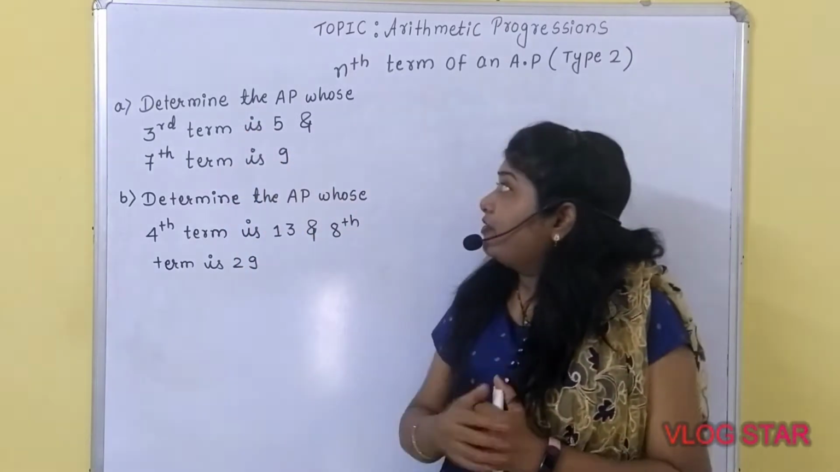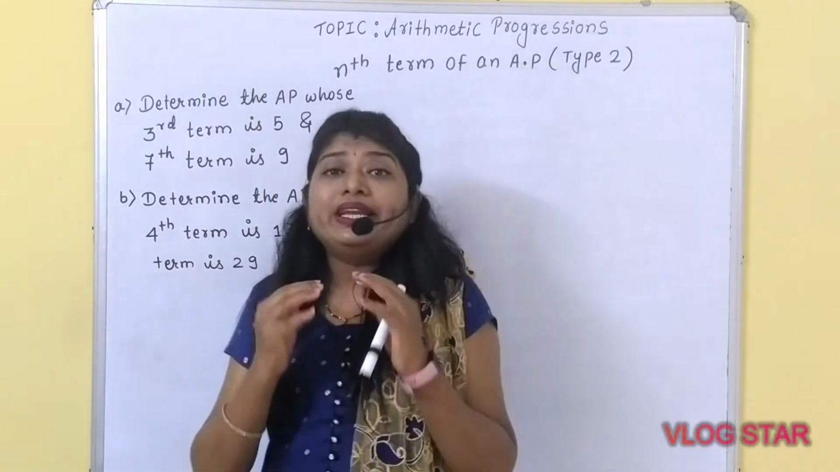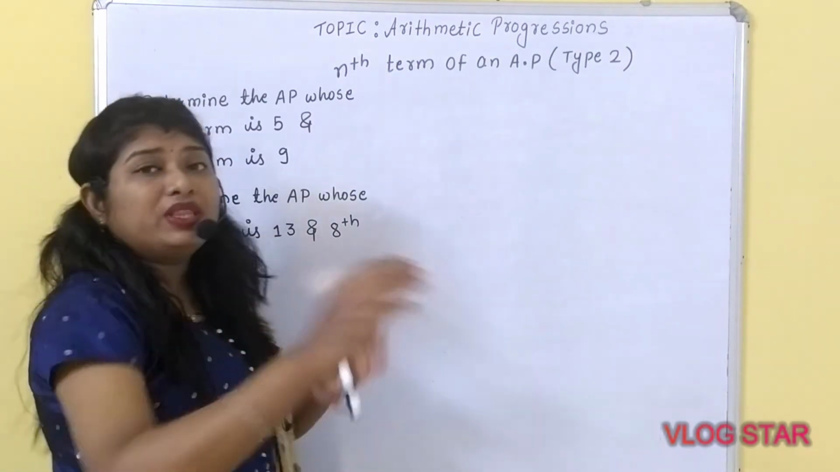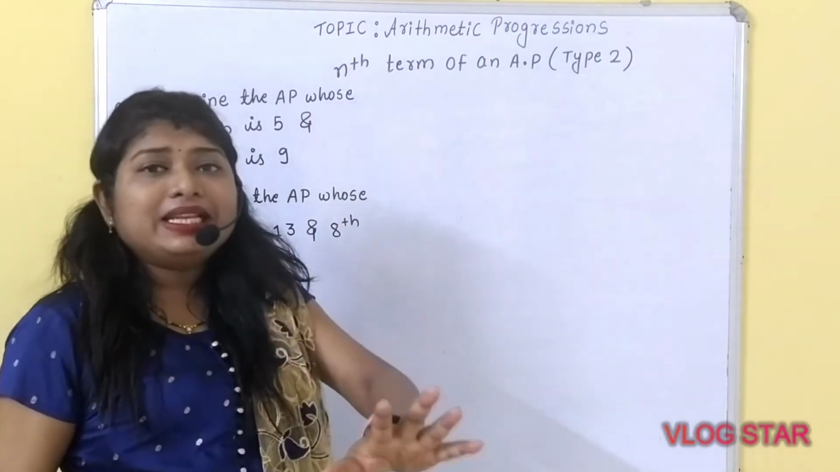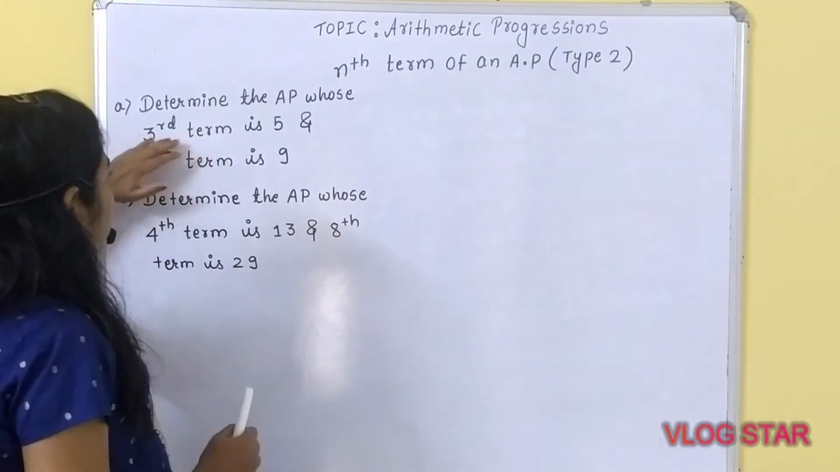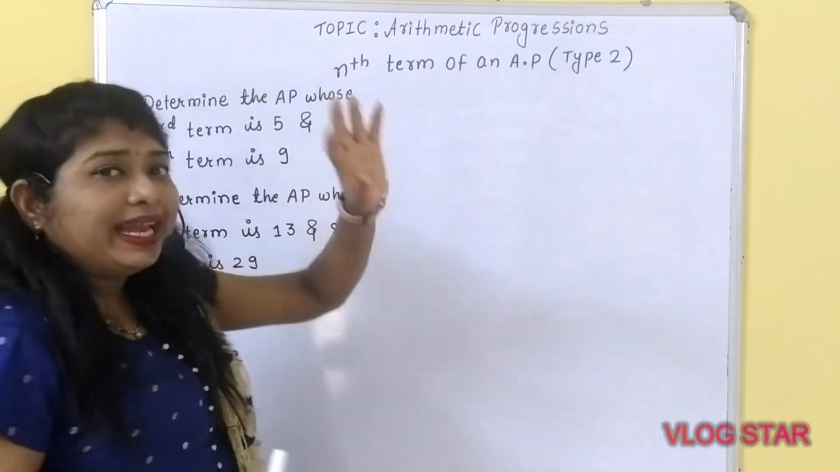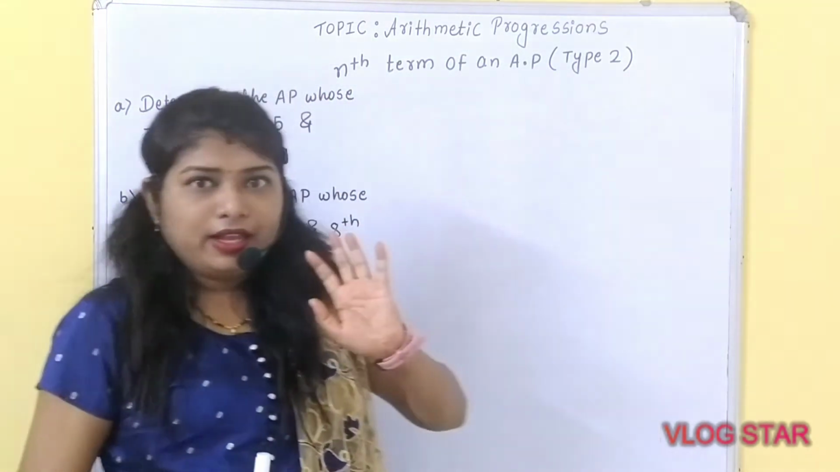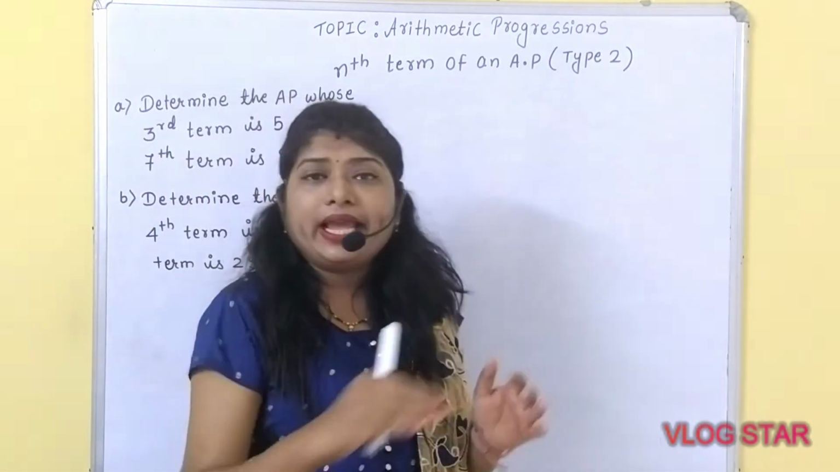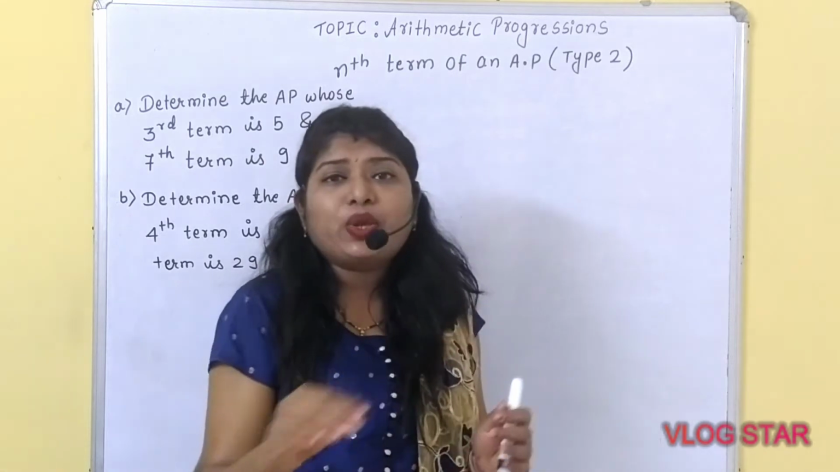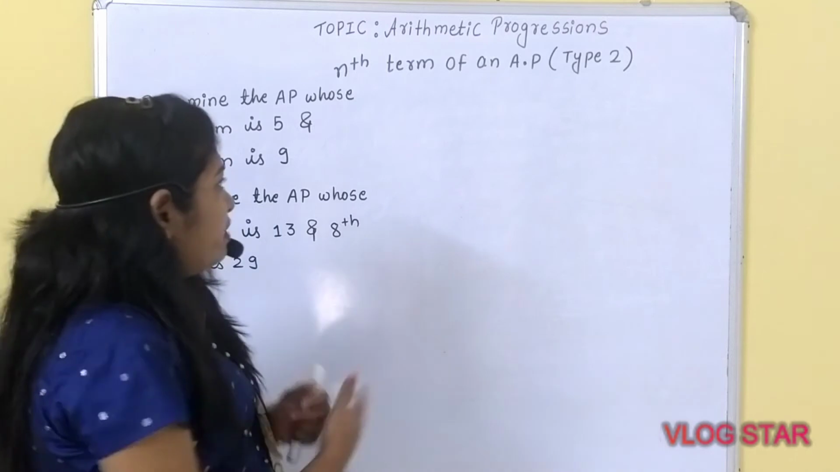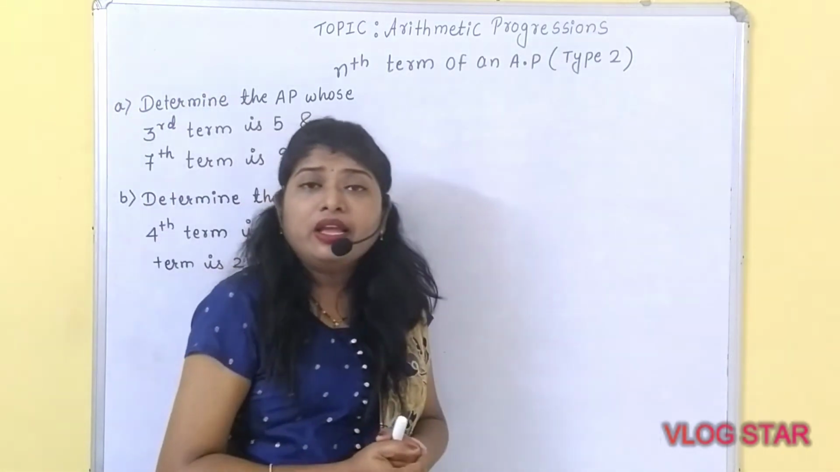What is given in the first question? We need to determine the AP. We have to find the sequence, or we can say we need to determine the AP whose third term is 5 and seventh term is 9. So with the help of the given terms, we need to calculate the AP. How are you going to find the solution for the given question?